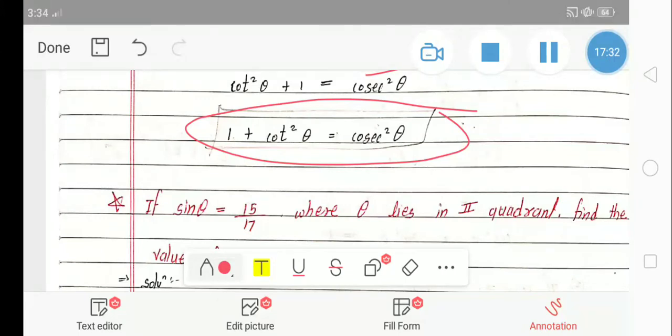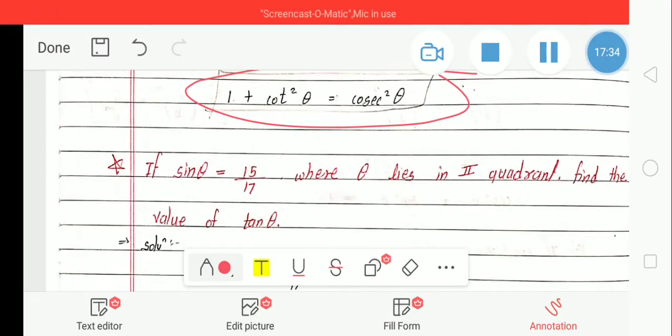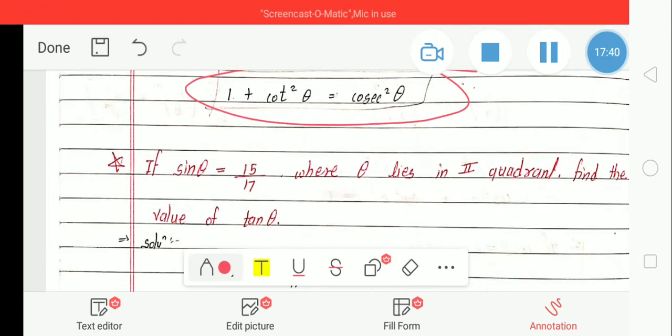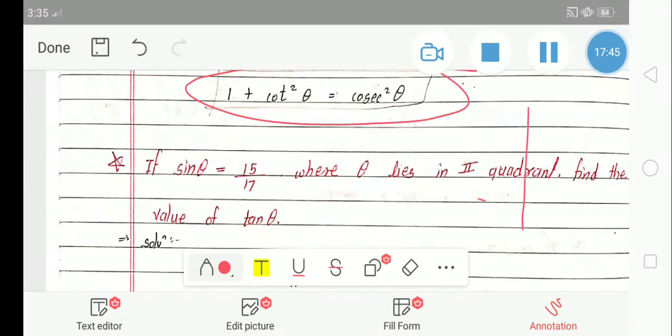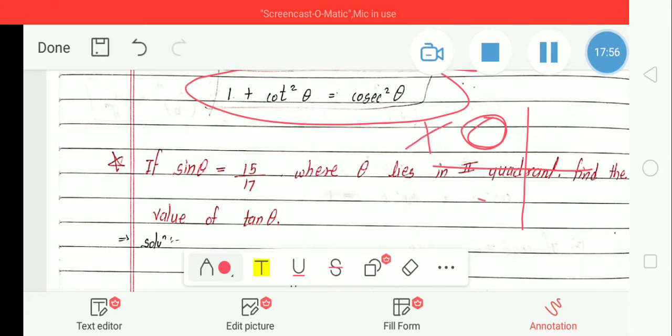If sin theta is equal to 15 divided by 17, where theta lies in the second quadrant, find the value of tan theta. Means here, second quadrant, this is the first one and that is the second one. So this is the second. इसमें sin theta always पॉजिटिव रहेंगे, बाकी सब निगेटिव. लास्ट लेक्चर में पढ़ा, in the second quadrant sin theta is positive and the others are negative.